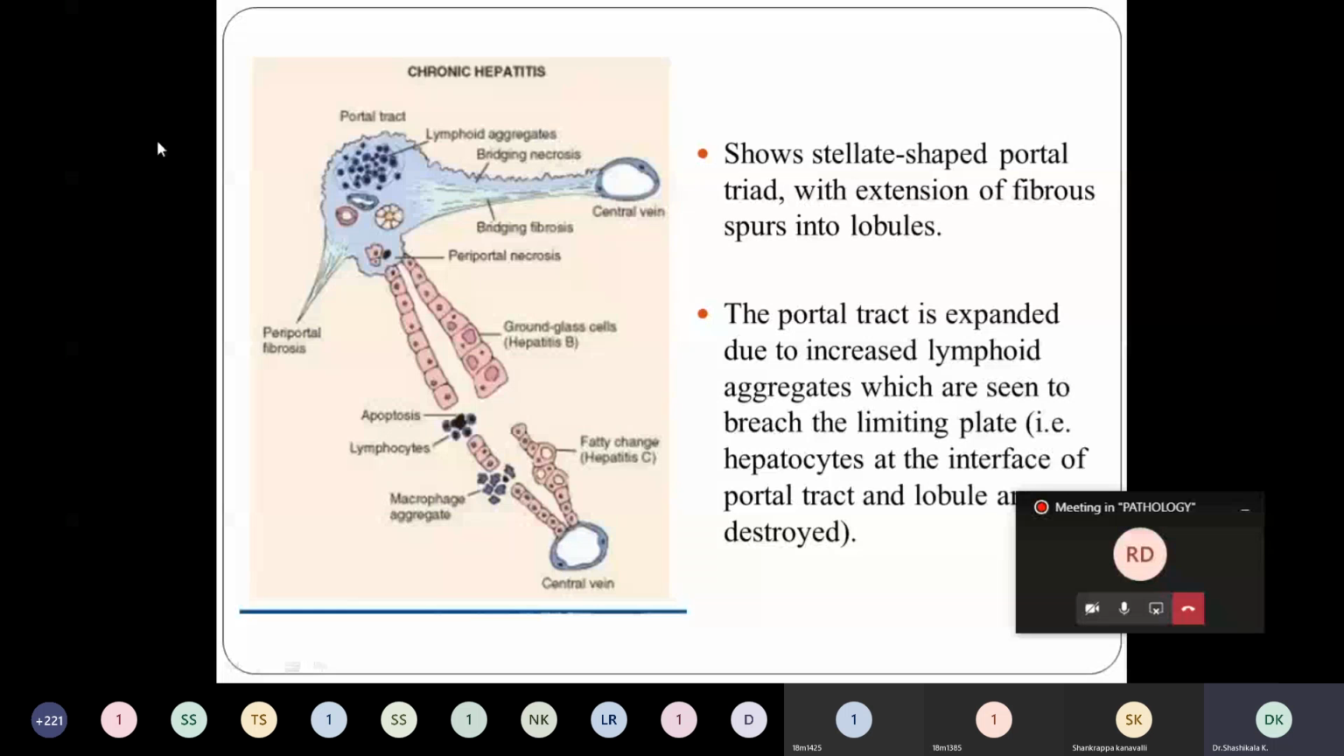And lobules are destroyed. The types of necrosis you see here are bridging necrosis or periportal necrosis. The fibrosis is bridging fibrosis and periportal fibrosis. Some of the hepatocytes show a ground glass appearance, and whenever there is fatty change, you can suspect hepatitis C infection. You have the councilman bodies or apoptotic bodies as well as the lymphoid aggregates. These are the major morphological changes you see in the chronic stage of hepatitis.